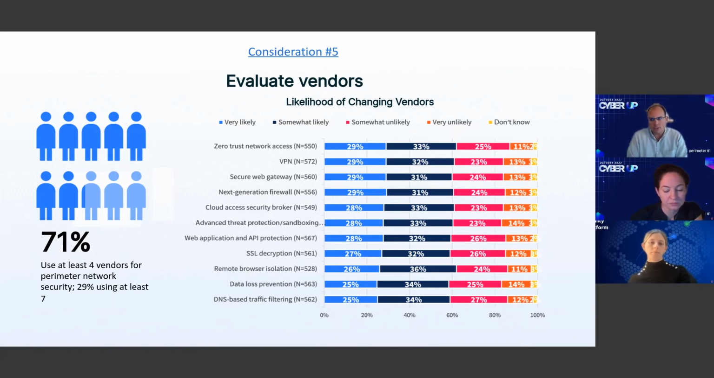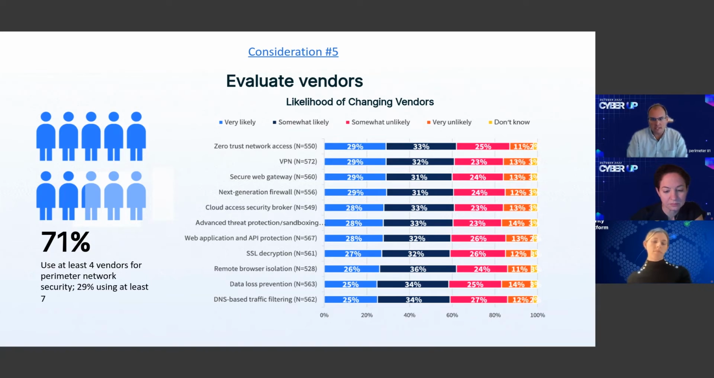It's a good opportunity to assess who you're working with and who's in the best position to help you moving forward. So, on the left, the vast majority of organizations are using at least 4 different vendors for their perimeter network security, to say nothing of the different tools, which is even more than that, and nearly 30% use at least 7. So there's definitely been sprawl over time.